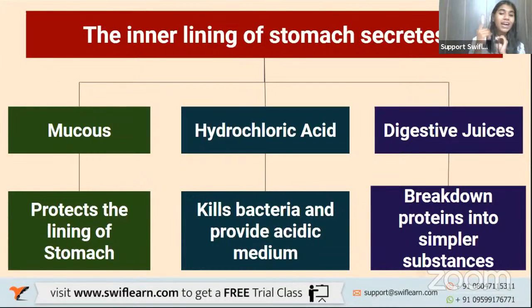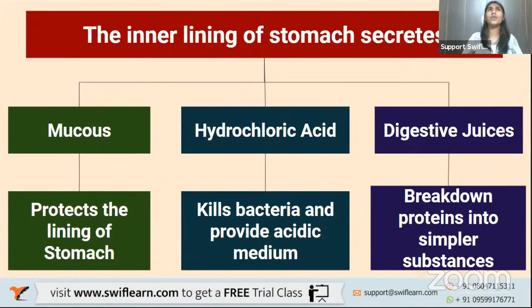Moving ahead, the hydrochloric acid kills bacteria and provides an acidic medium. Because it's an acid, producing hydrochloric acid will create an acidic medium. So when the food gets mixed with the hydrochloric acid, the food will become acidic in nature. It also kills bacteria. Any unwanted bacteria present in your stomach is killed by this hydrochloric acid. Now, coming to digestive juices.